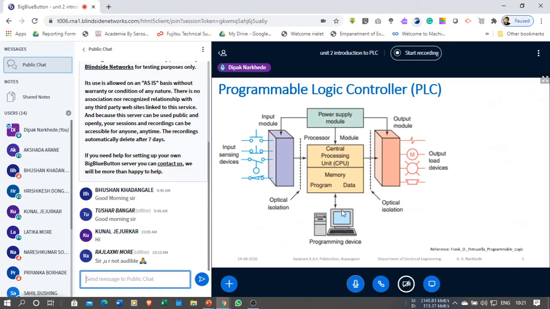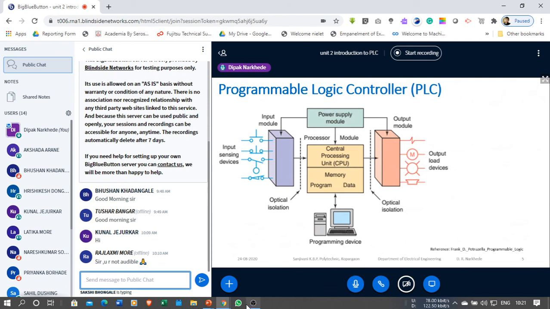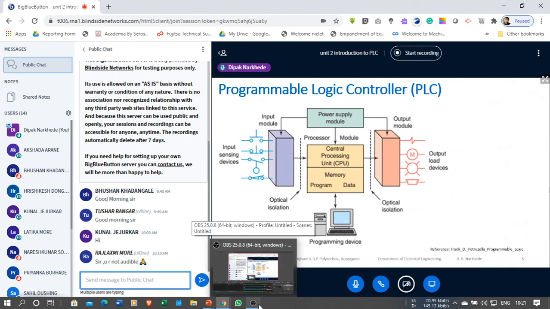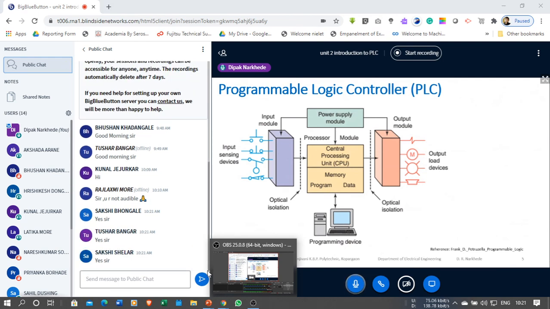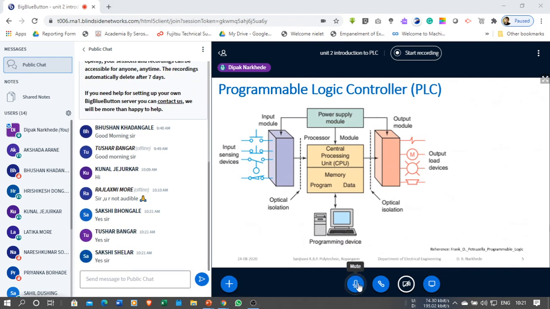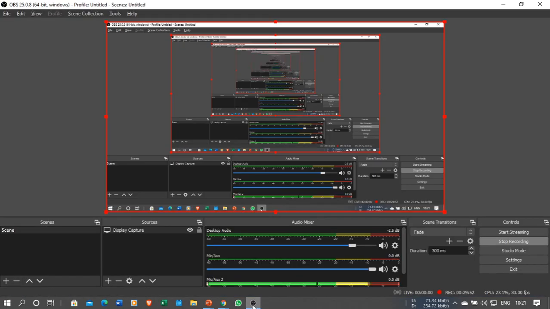Today, is it clear what a PLC is, what the applications of a PLC are, and all these things? In tomorrow's lecture we will discuss the parts of the PLC.